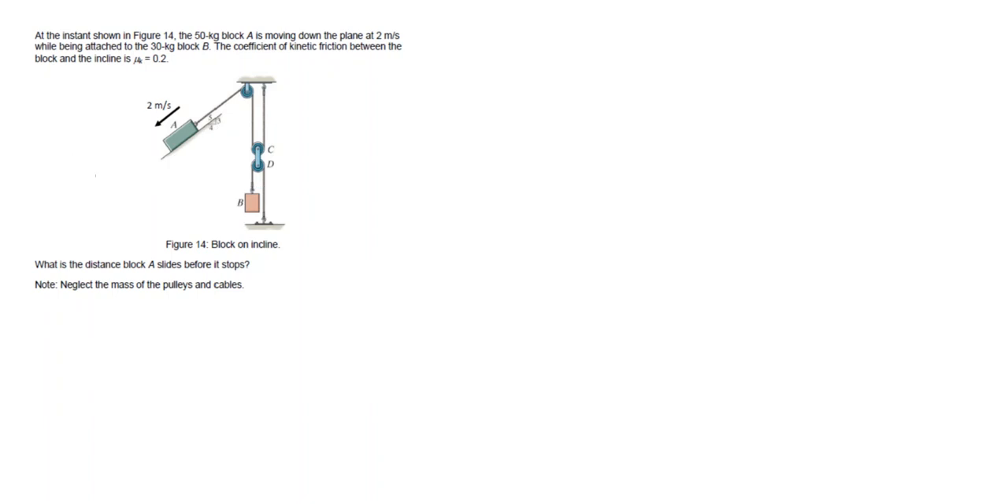Let's start with a free body diagram. If we assume that this is block A, there is a tension T_A, because the box is moving downward. What else do we have? We have the weight of the box, mg, and we have the normal force, which is perpendicular to the plane. So the box is sliding down.